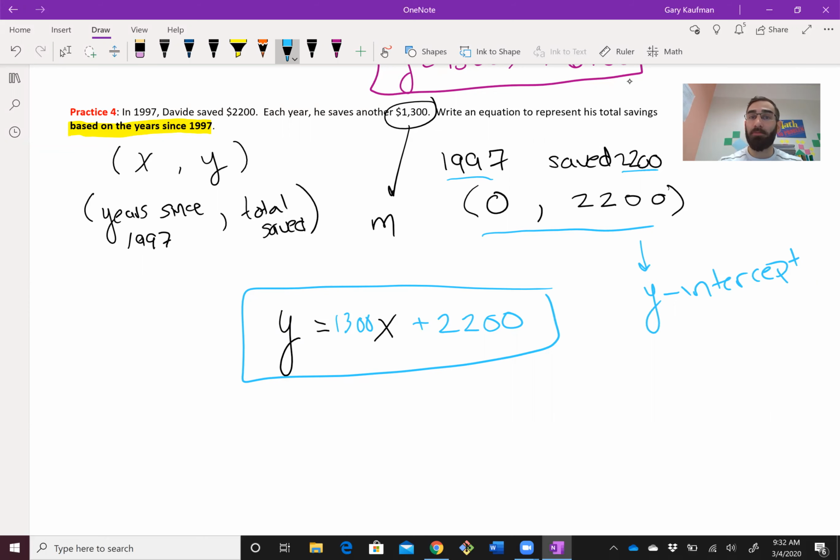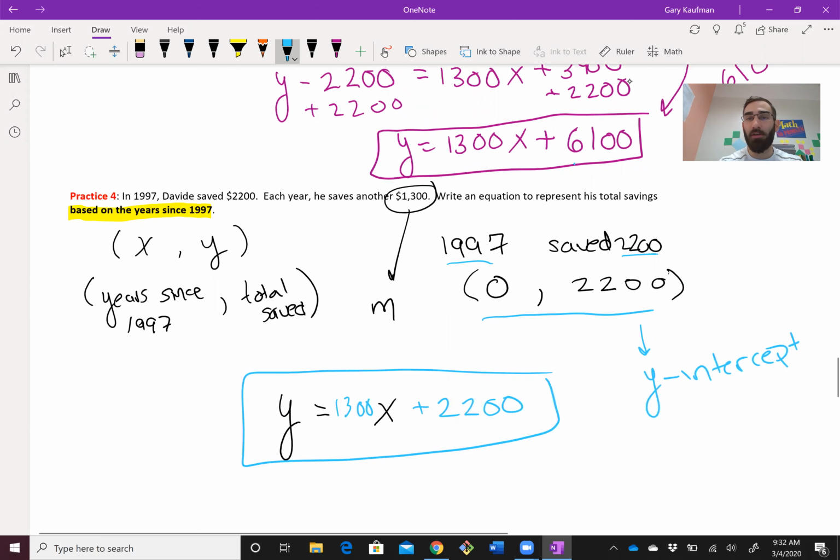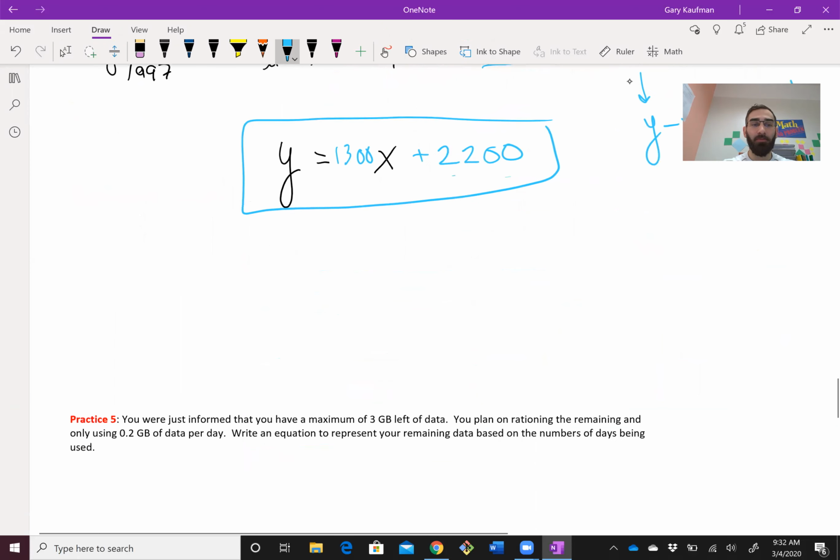Because in our previous example, x is years since 2000, so 6,100 represented what we had in 2000. But in this case, our y-intercept's 2,200. It's not that we did something wrong, it's that y-intercept is 2,200 because we're starting in 97 now. So I wanted you to see that difference and know that you can define it however you'd like, but you must stick to that for the whole problem. All right, let's go on to practice 5.